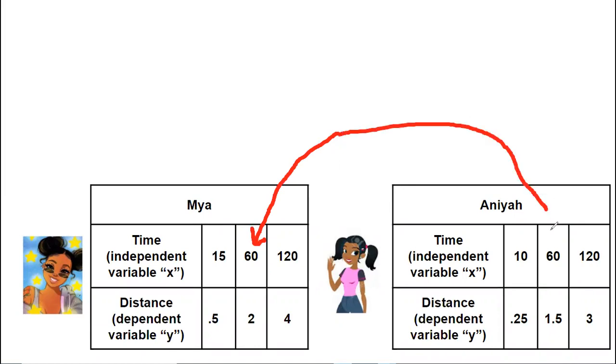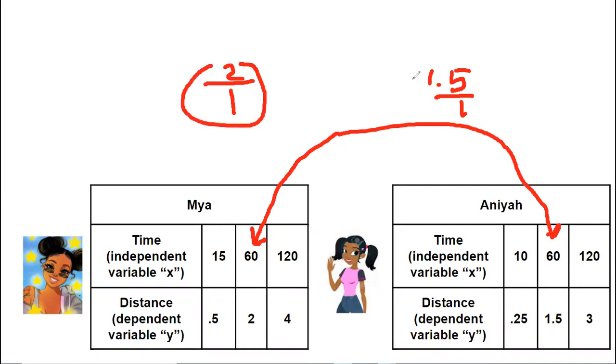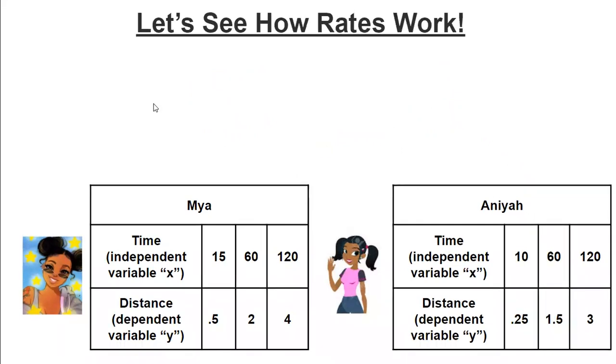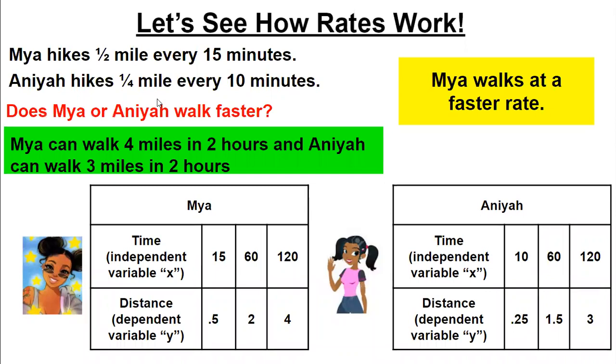So our unit rate for Maya is 1 hour on the bottom and 2 miles on the top. For Anaya, 1 hour on the bottom is 1.5 miles on the top. So those are the girls' unit rates. This is Maya's unit rate. This is Anaya's unit rate. Okay, I just wanted to clear that up for you so you could see another example. Okay, let's go back to the next page again.